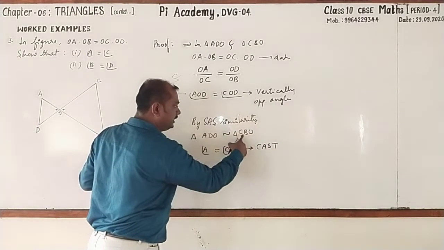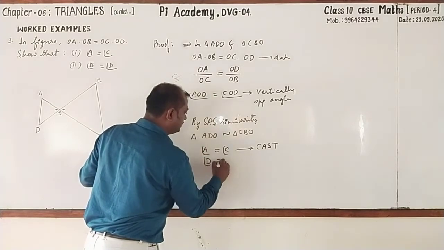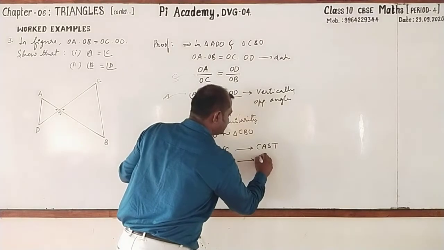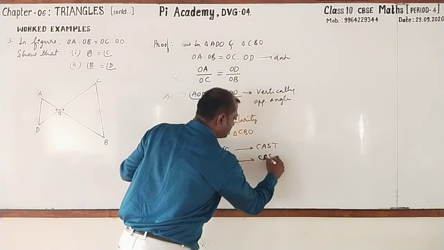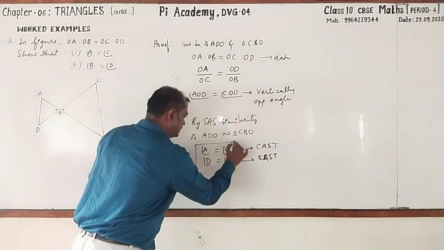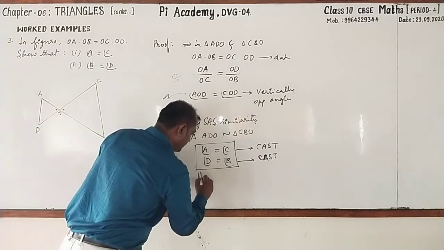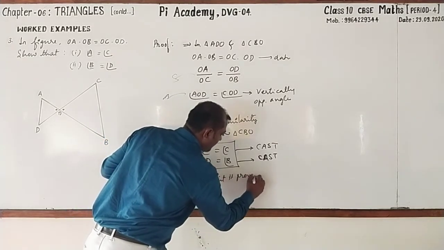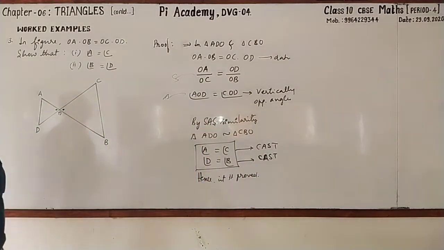Then similarly, angle D equals angle B. That is also proved. The reason is the same: corresponding angles of similar triangles. Hence it is proved. Yes, dear students, you may go for copying this.